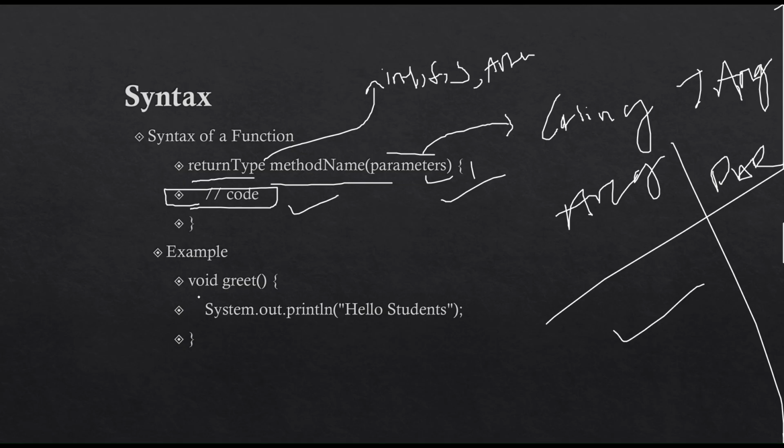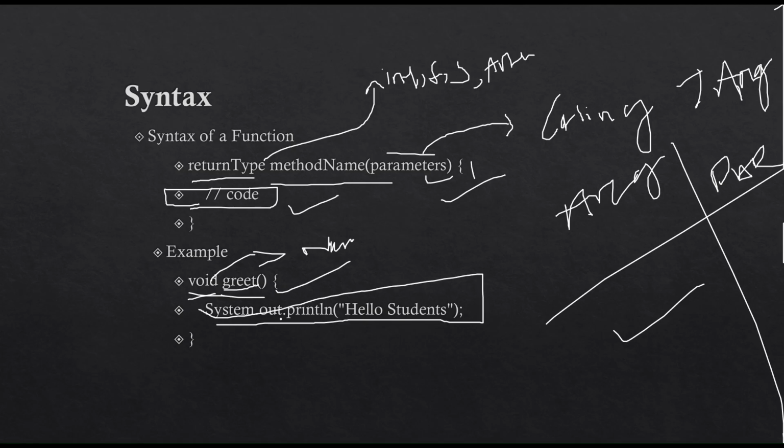So let's see an example. Suppose I want to create a function named great. I pass void, which means nothing. I want to return nothing, I just want to print, I don't want to return some value. So I pass void as the return type and the method name as great. Whenever I call great, it just prints hello students. Whenever I call great, it shows you hello students. Okay, let's see the code.